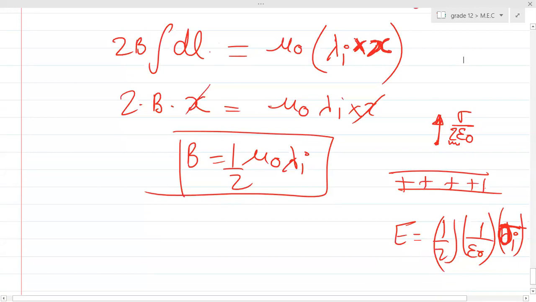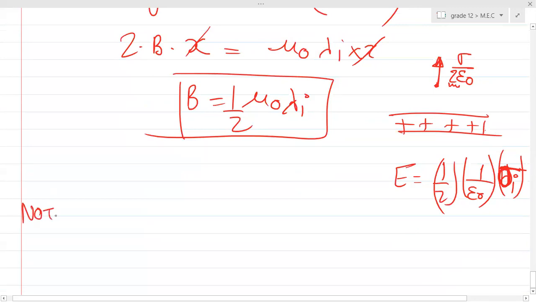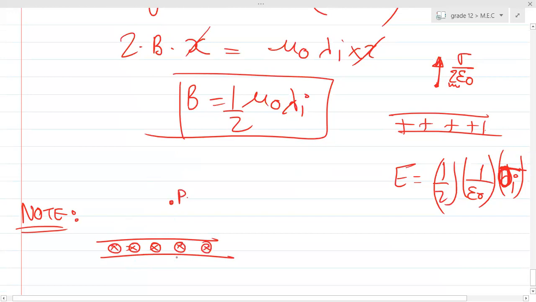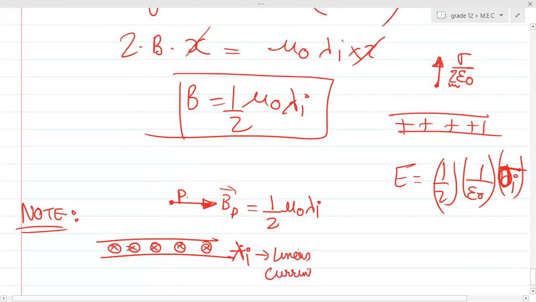Next application, guys. What will you write over here? If there is a large sheet through which some current is going, and if you want to find out the magnetic field at point P, then you give the direction using the right hand thumb rule or triple S. It's up to you. But the magnitude is basically equal to half into mu naught into lambda I. Lambda I is the linear current density.